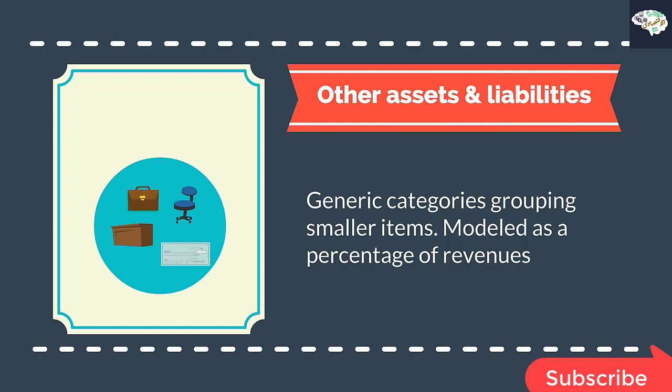We can't go into detail and forecast each of these lines for the entire forecast period. That is why we'll forecast they will develop in line with the business. We can calculate their historical weight on revenues and assume the average percentage observed historically will be observed in the future too. And this is how we can forecast trade receivables, inventory, other assets, trade payables, and other liabilities.